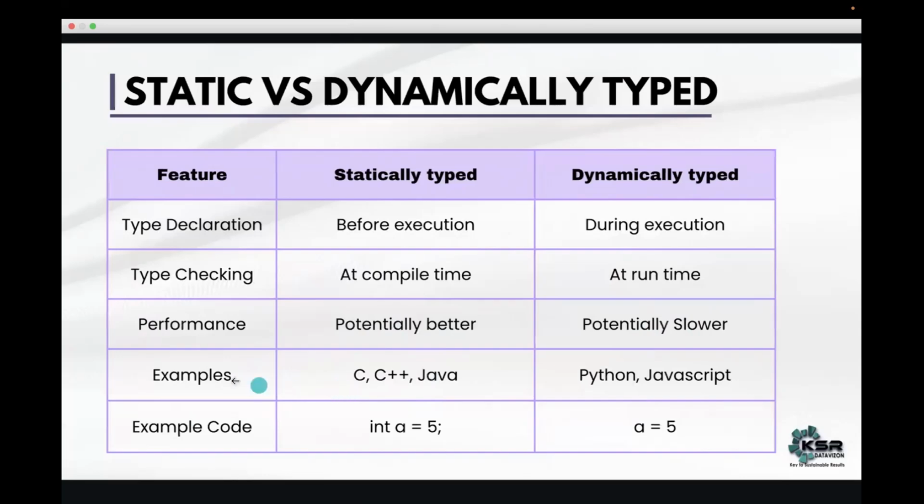Some examples. Statically typed: C, C++, Java. You have to specify int, float, double to declare any variable. In dynamically typed languages like Python and JavaScript, you don't have to.